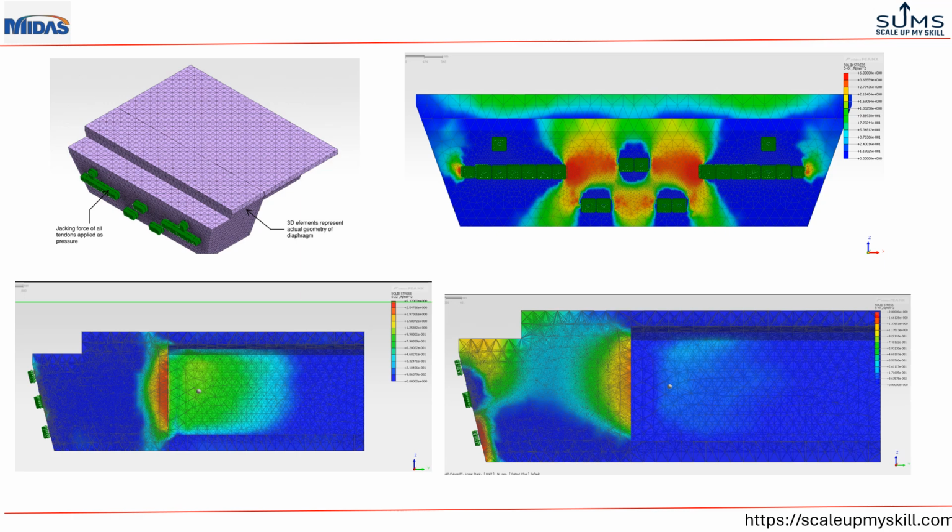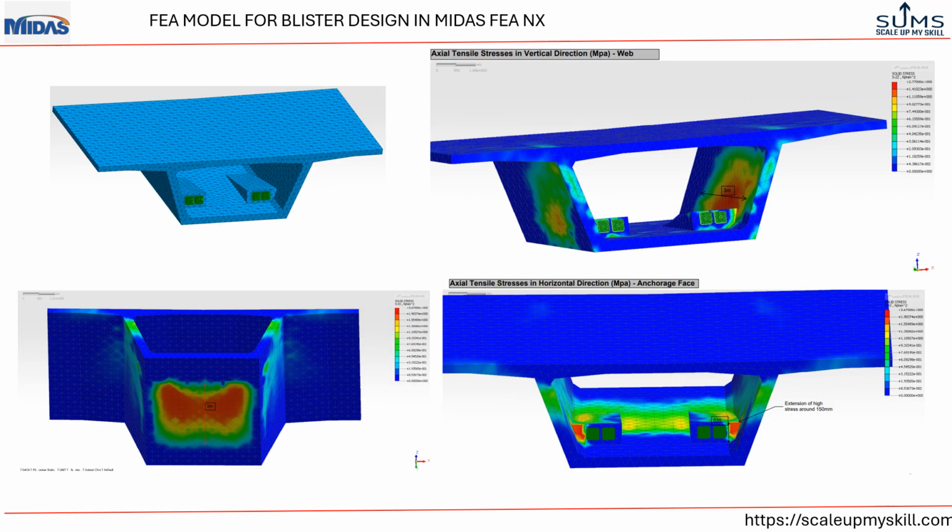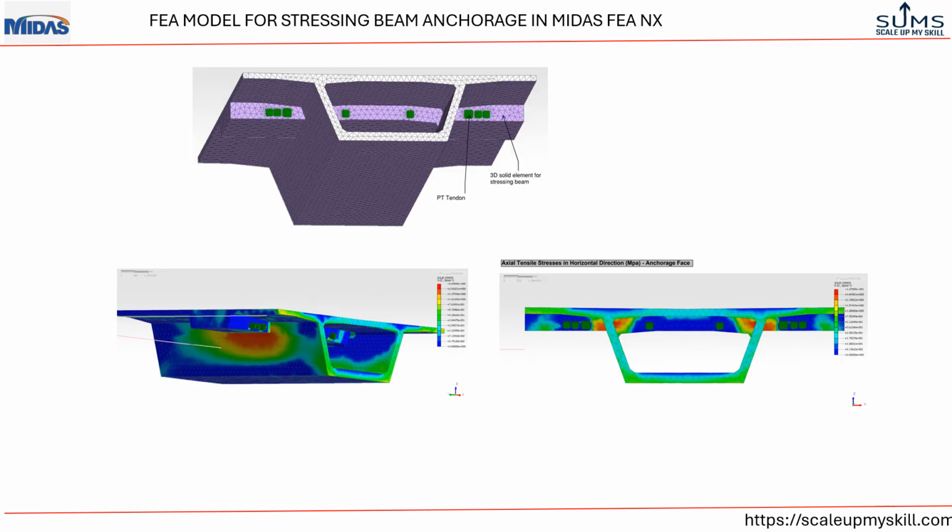This is another pier head segment of the deck with the anchorage, and a similar principle is applied here as well, and anchorage reinforcement and the equilibrium reinforcement are evaluated based on this stress contour. This is the 3D FEA model of the deck with blister location. So the same approach is followed here as well, and the required reinforcement is evaluated. This is for the stressing beam segment. So here also the required reinforcement is evaluated using 3D FEA NX.